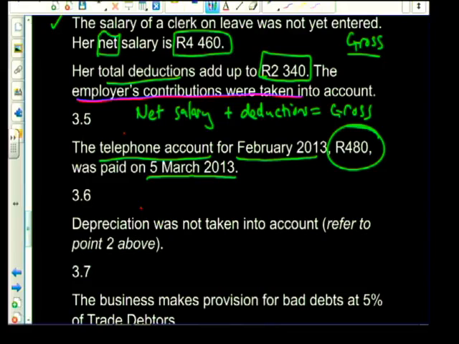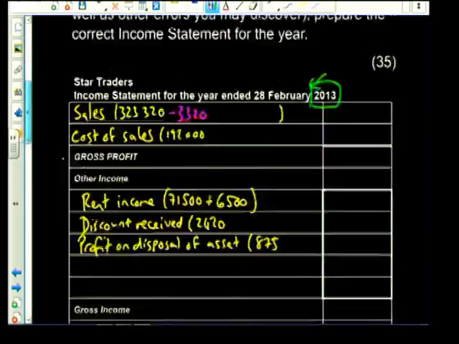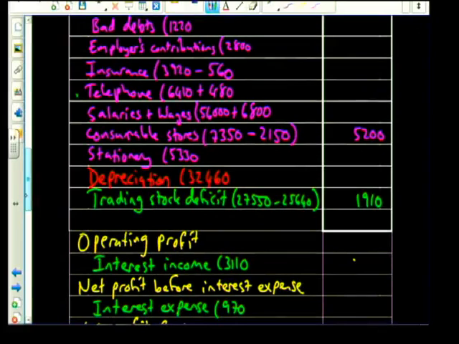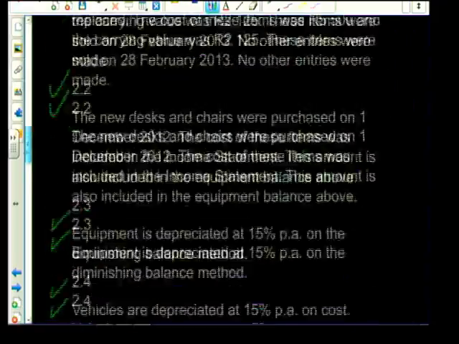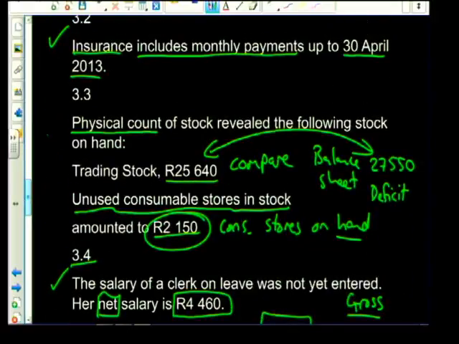Let's now look at our next adjustment, which is the adjustment on depreciation, and it says that depreciation was not taken into account, refer to point 2 above. The good news is that if we look at our income statement, we have already taken into account our depreciation. It was in point 2 above. This red figure here that we put in earlier, this 32460, doesn't matter that we haven't taken it into account beforehand, we sort of thought ahead and put it into the income statement as it should have been. So the 32460 should just have been recorded. We've done it already, so we don't need to do anything else, and we can tick that one off as well.